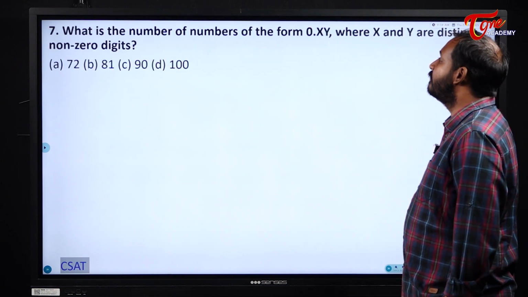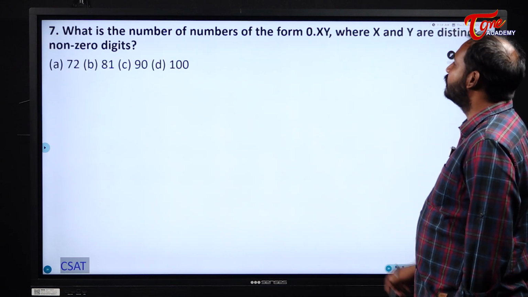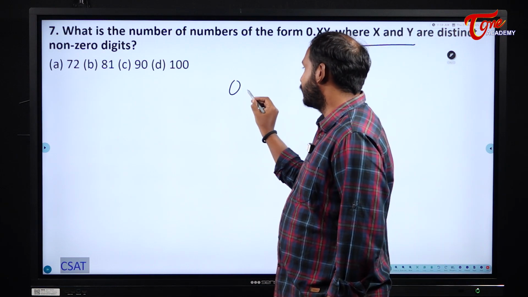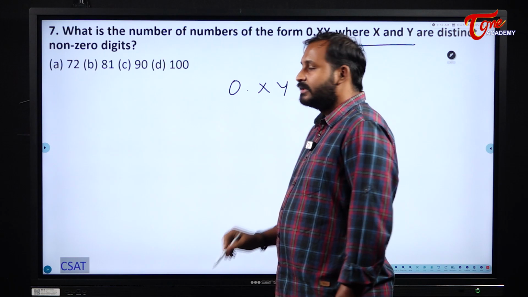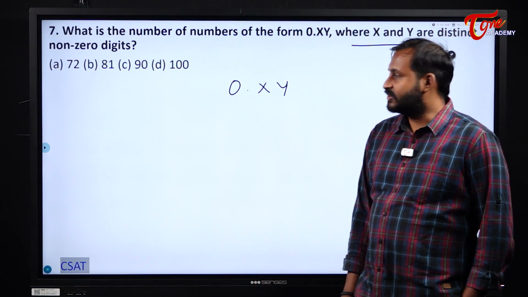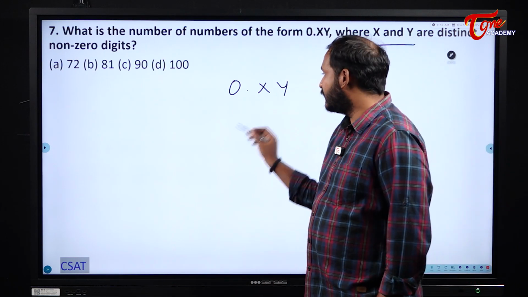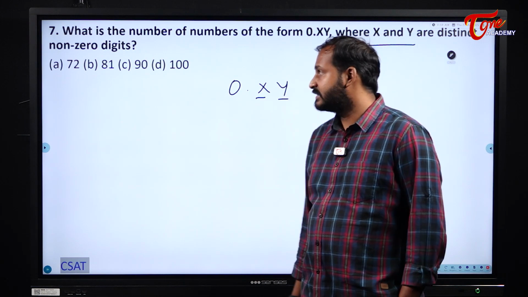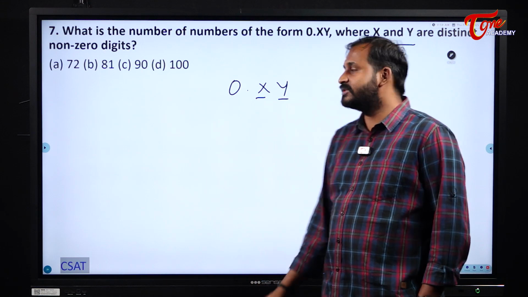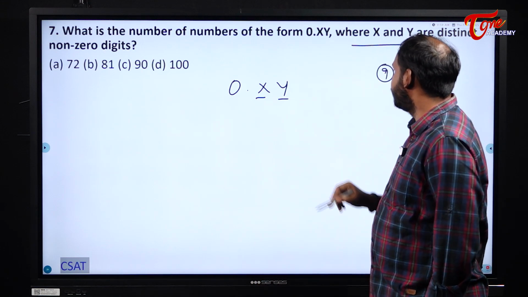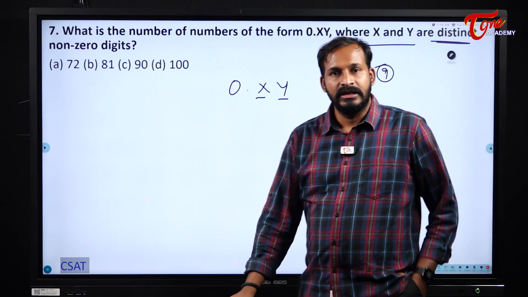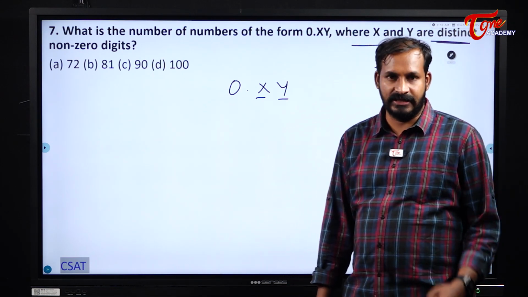Next one. How many numbers are there of the form 0.xy where x and y are distinct non-zero digits? There is a number in the format 0.xy, and they are asking how many numbers can be formed. Non-zero digits, how many do we have? 9 in number. And here they use the word distinct. Distinct means x and y are different. I cannot take the same number.